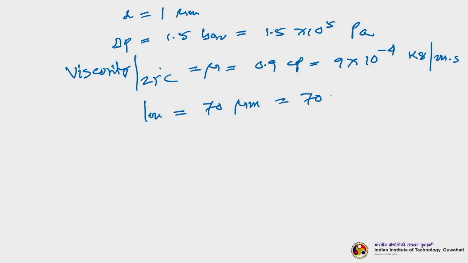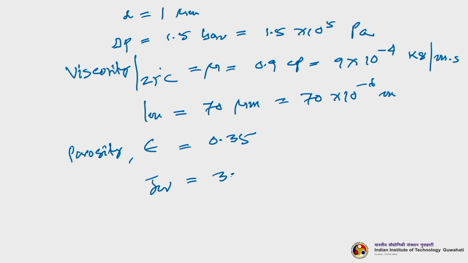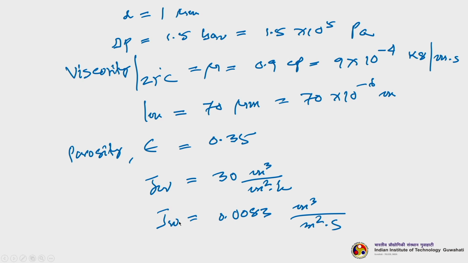So, 70 into 10 power of minus 6 meters, again converting everything into meters and kilograms, so that consistency will be there. Then porosity epsilon is also given, 0.35, and water flux Jw is given as 30 meter cube per meter square hour. So, you convert, we get 0.0083 meter cube per meter square second. So, this is your water flux. This is all the data that has been given to us.